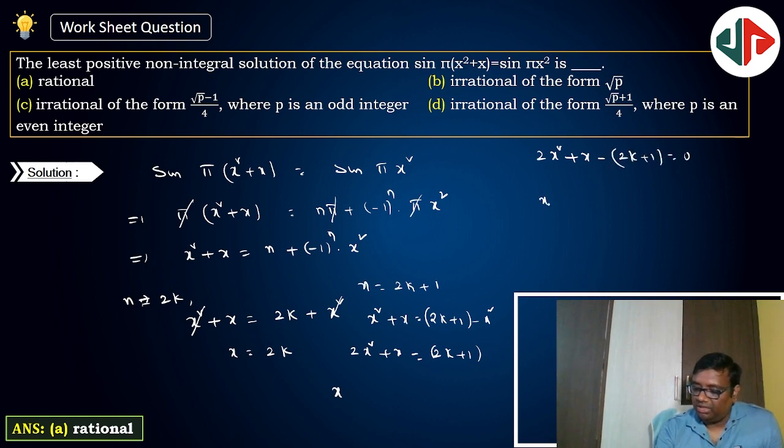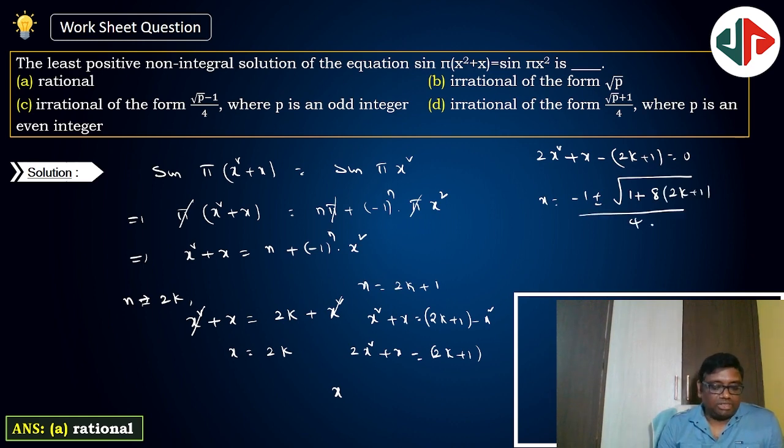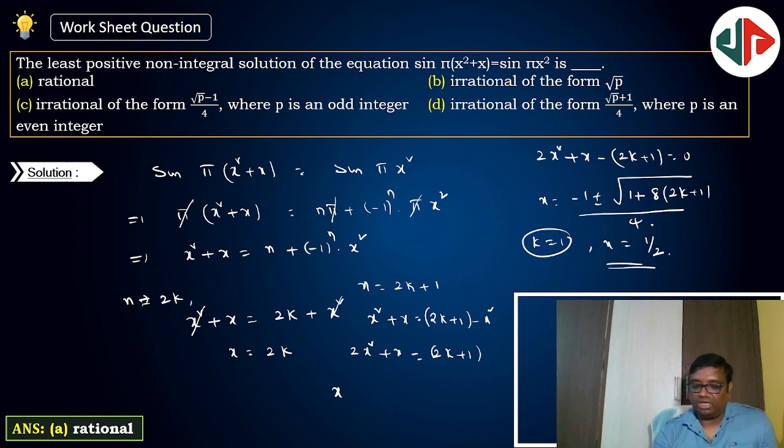If you find the roots, it is minus 1 plus or minus the root of b square minus 4ac, plus 1 by 4. The least positive non-integral solution will exist when x is equal to 1 by 2. If you take k equal to 1, then the x value will be 1 by 2. So the least positive non-integral solution of this equation is a rational number. The x value we are getting is a rational number.